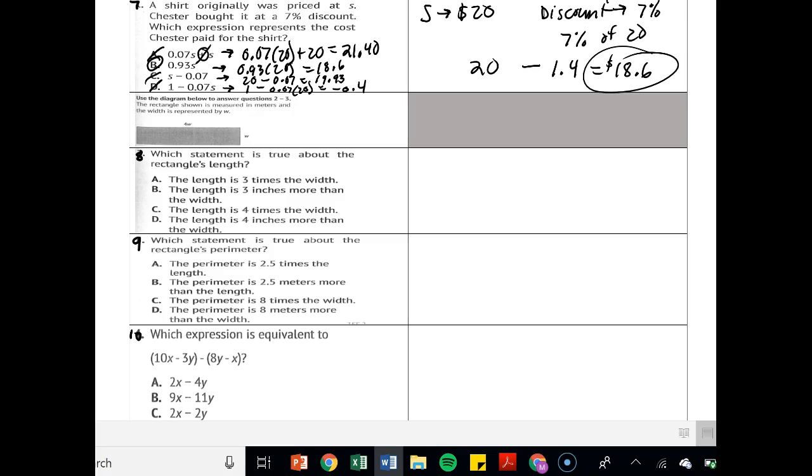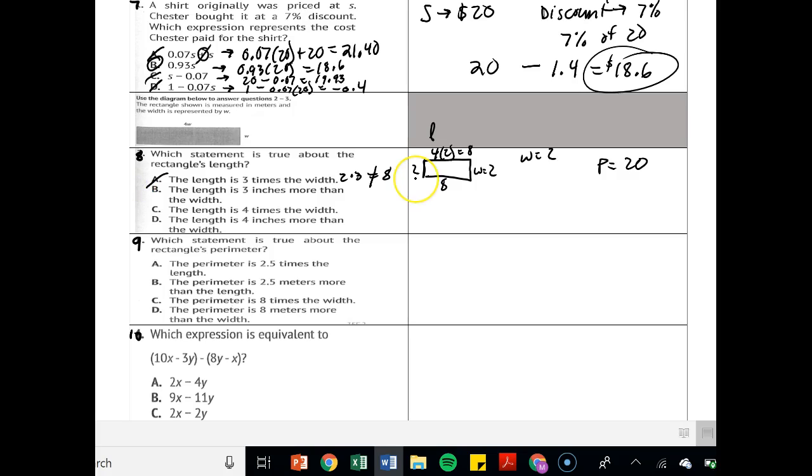For 8 and 9, I'm going to allow you to pick a number. Pick something that's easy. Pick it like 2, right? So if W equals 2, really then 4 times 2 is 8, and W is simply 2, so then that means your perimeter is really 8 plus 2 plus 8 plus 2, which is 20, right? So it says the length is 3 times the width. Well, this is your length, right? And this is your width. So the length is 8, is 3 times the width 2? 2 times 3 does not equal 8. It equals 6, so that's out.